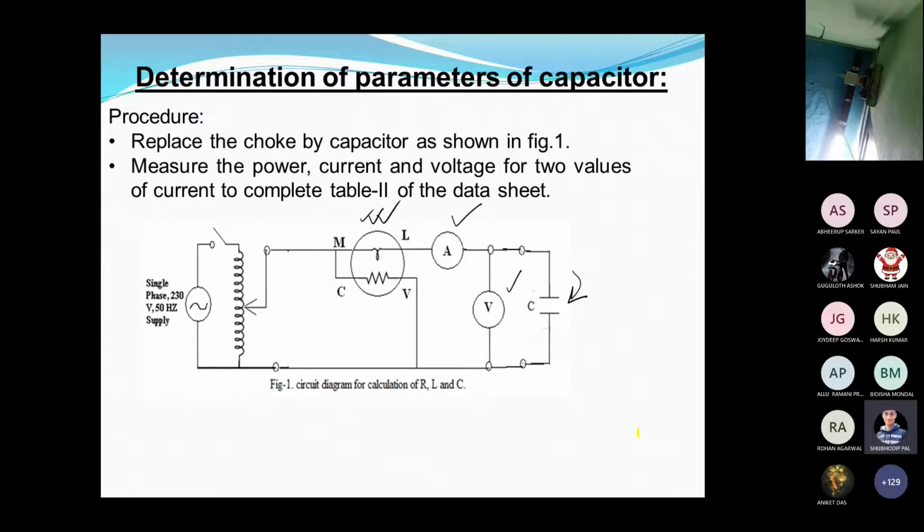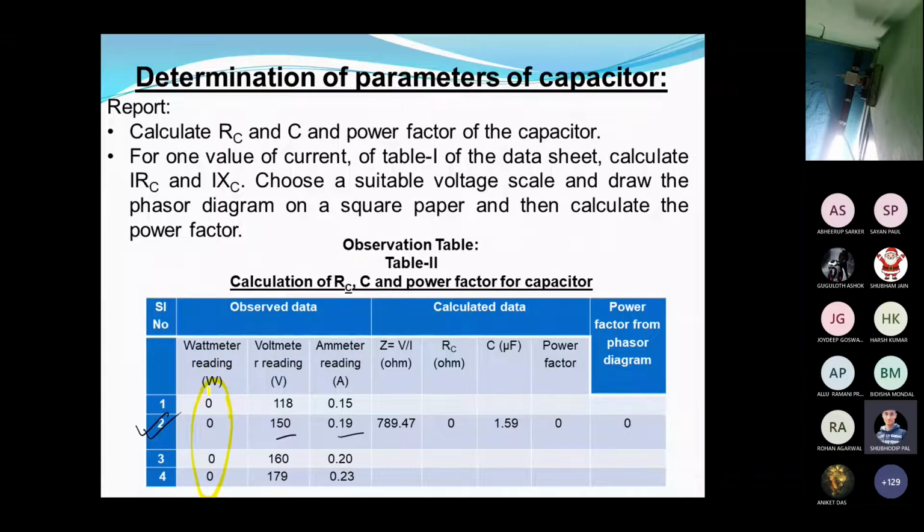Similarly, instead of RL, if we connect a capacitor, then also we have to measure the power, current and voltage, right? In the capacitor case, since there is no resistor, it is a pure capacitor, so only the capacitance value we have to calculate, and all the other things will be the same. These are the data, and we have calculated these values. As you see, the wattmeter is showing 0. Why is it showing 0? Because it is a pure capacitor. There is no resistance, so the I square R loss will be 0, obviously.